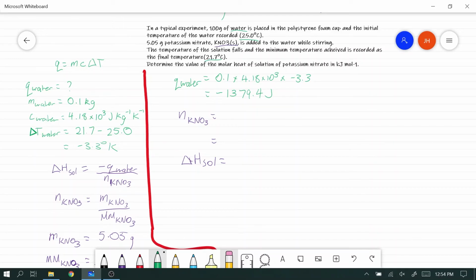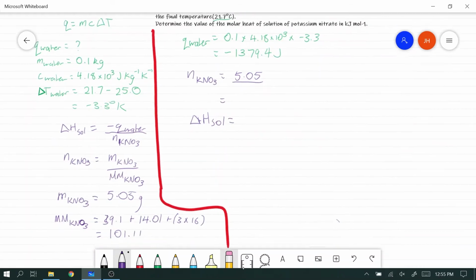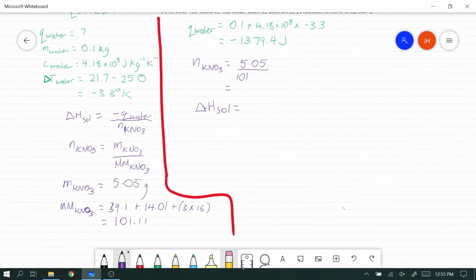Now to determine the number of moles of potassium nitrate, N is equal to 5.05 grams divided by its molar mass, which was, let's drop that to have a look, 101.11. When you put that into your calculator, you should find that that is 4.99 times 10 to the negative 2 moles.